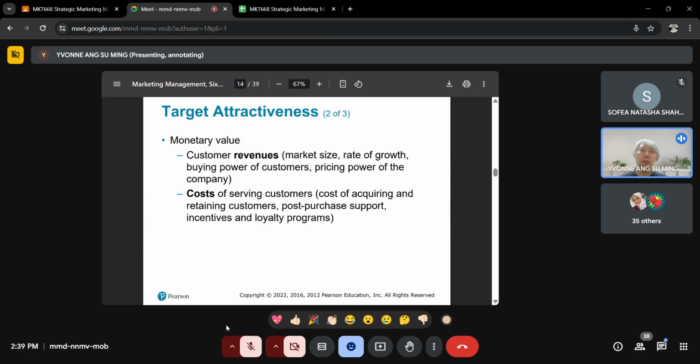Adakah segmen ni boleh membesar? Ataupun adakah segmen ni boleh continue in increasing in terms of value? Adakah customer ni dia punya buying power will increase or decrease or stay the same over time? Okay, and then adakah dia boleh afford kita punya company punya product?